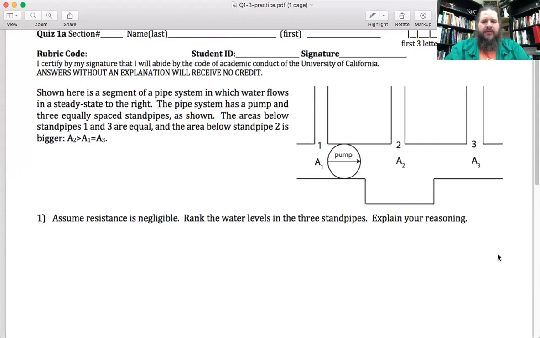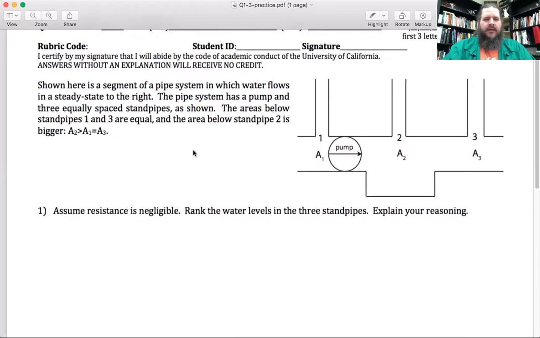Can you see this one all right with the 3 standpipes? Okay. And we're trying to, given this setup with 3 locations with a narrow cross-sectional area, then wider, then back to the same narrow again, and we've got a pump. We want to rank the water levels in the 3 standpipes, figure out which one is higher or lower. And what does the water level in a standpipe represent? Like if a standpipe has a higher or lower water level, what does that really tell you?